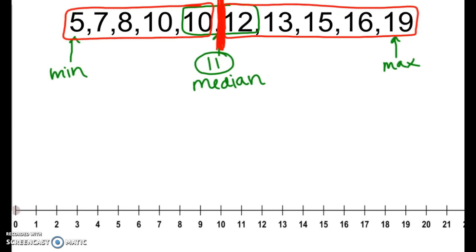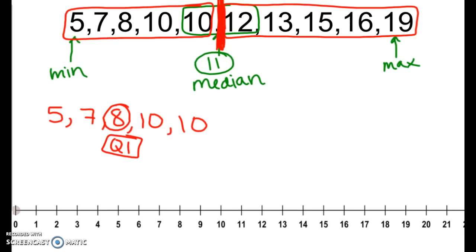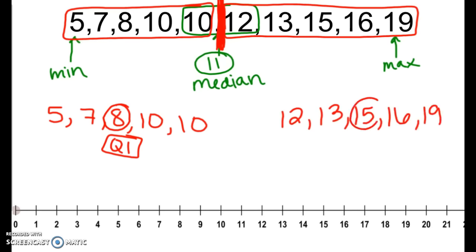For this example, I end up with 5 numbers in my quartile 1 set: 5, 7, 8, 10, and 10. For quartile 1, all we do is find the median of those 5 numbers, so 8 would be my quartile 1. With my upper set of data, I have 12, 13, 15, 16, and 19, and 15 would be my quartile 3.